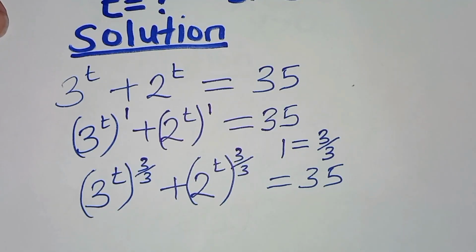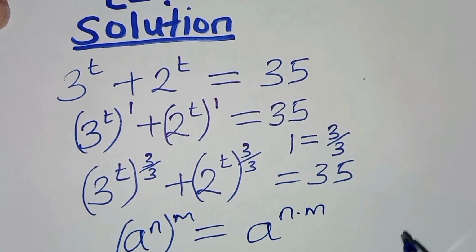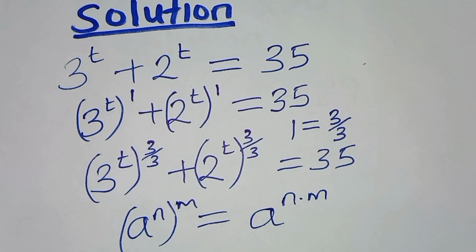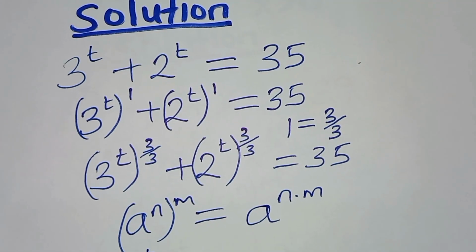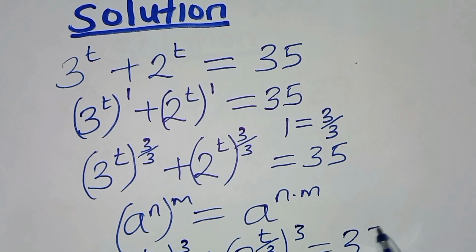Now we have that a to power n raised to power m can be expressed as a to power n multiplied by m. Applying this indices identity, we'll have 3 to power t divided by 3 raised to power 3 plus 2 to power t divided by 3 raised to power 3. This is equal to 35.